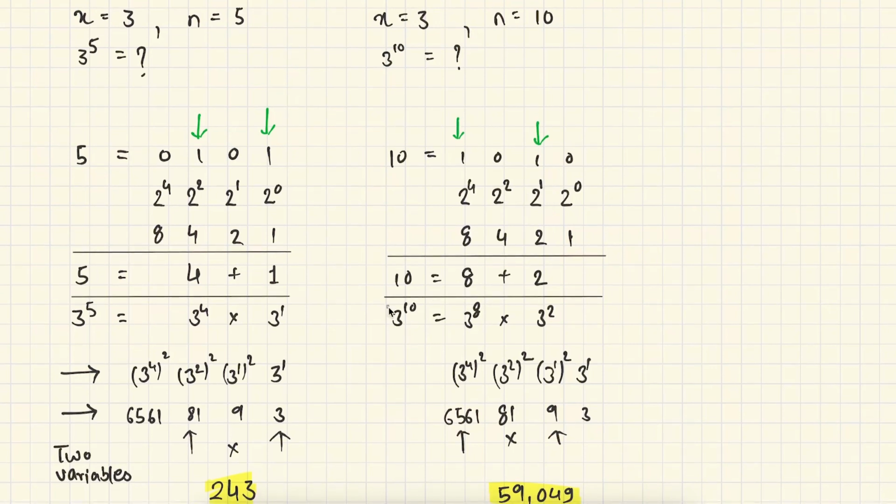So if we want to calculate 3 to the power 10, then can we write 3 to the power 8 into 3 to the power 2? This is also correct, because when we do multiplication, the power gets added, right? So far so clear.